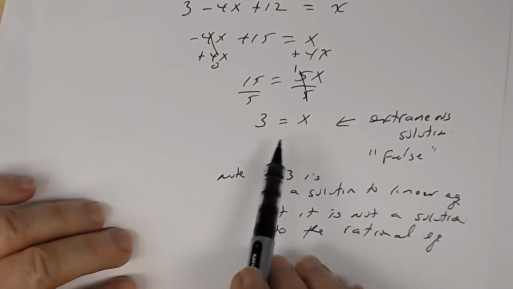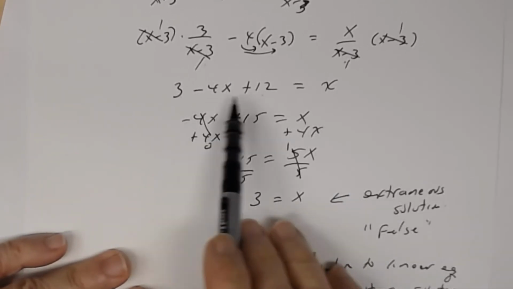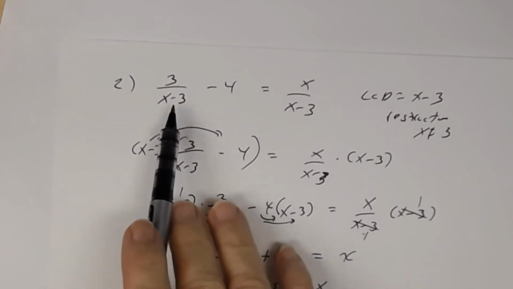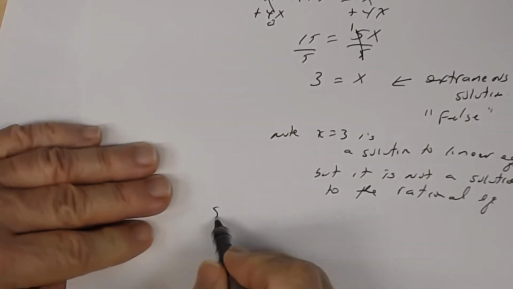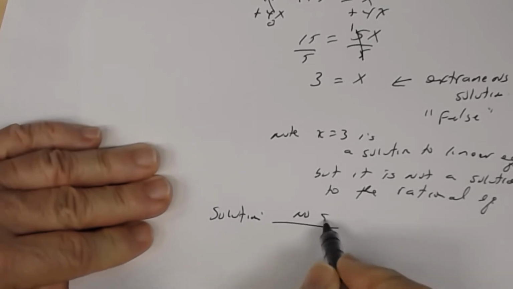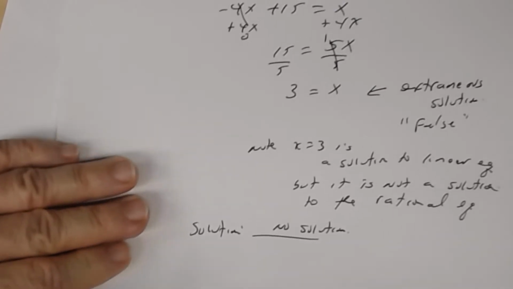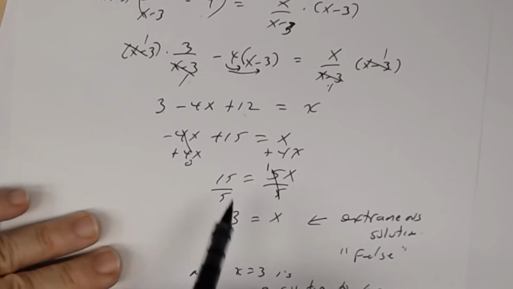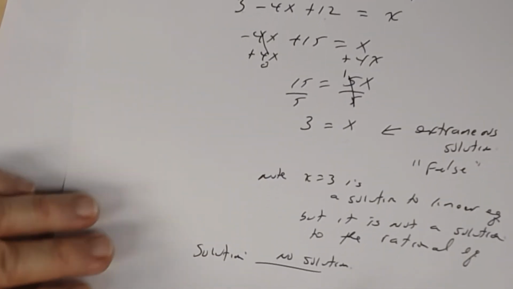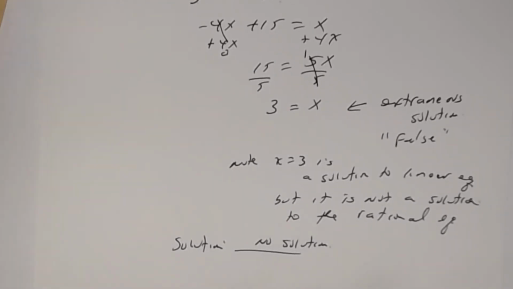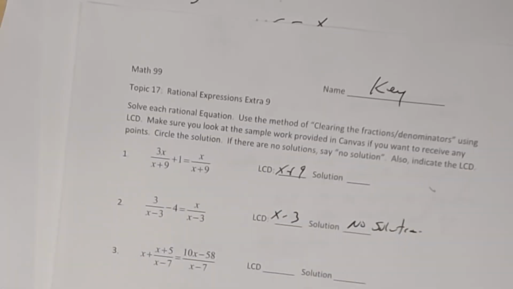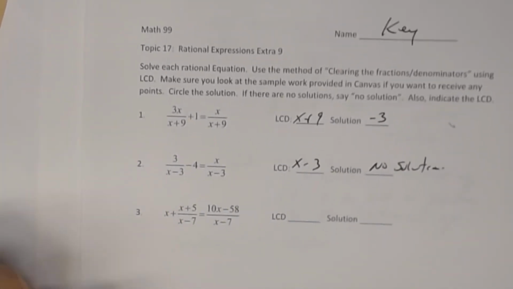So it's a false solution, meaning that it's a solution to this, but it's not a solution to the original because of the restriction, because it makes my denominator 0. So you're going to say no solution. The reason is because of your restriction. This extraneous solution makes my denominator 0. Okay, so that's number 2. Just be aware of that. You can end up with extraneous solutions. And don't forget our solution for number 1, I think, was negative 3.